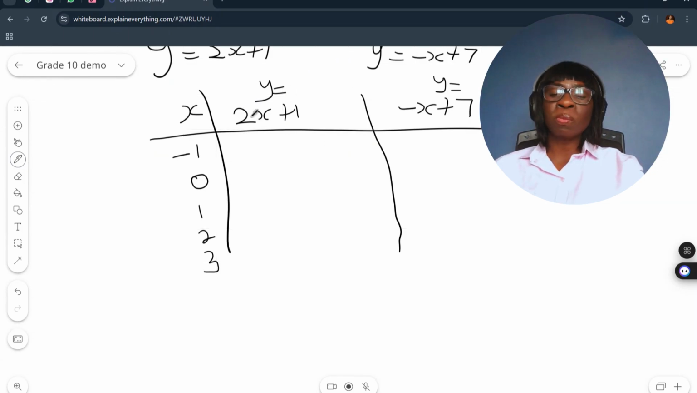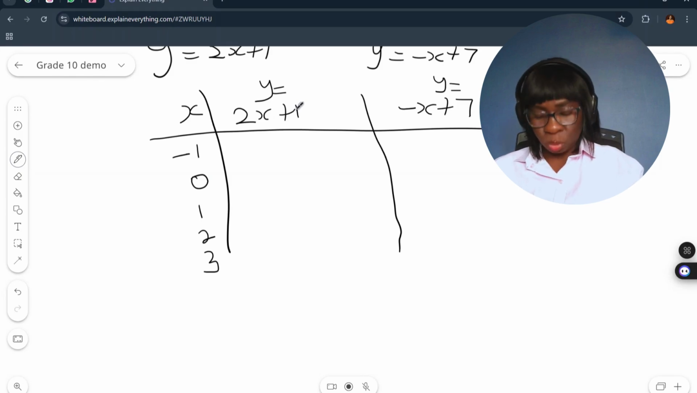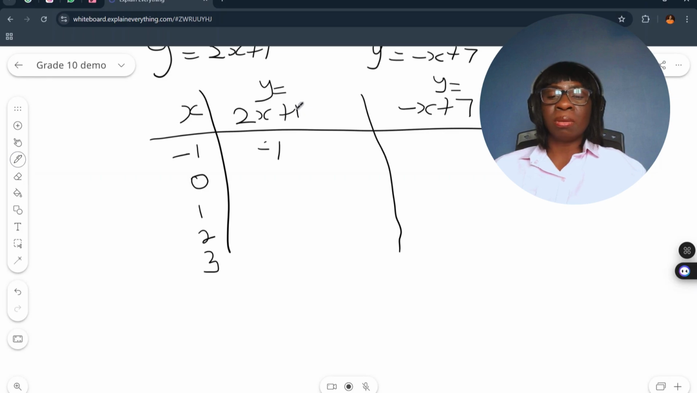Then we have 2 times minus 1, that will be minus 2. Then minus 2 plus 1 would give minus 1. So here we have minus 1. When x is 0, this will become 0, so this value will be 1. When x is 1, this will become 2 plus 1, so this will be 3. When x is 2, 2 times 2 is 4, 4 plus 1 is 5. Then when x is 3, 3 times 2 is 6, 6 plus 1 is 7.